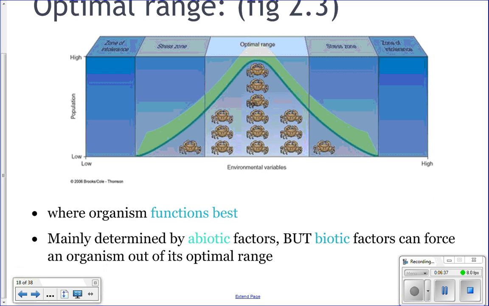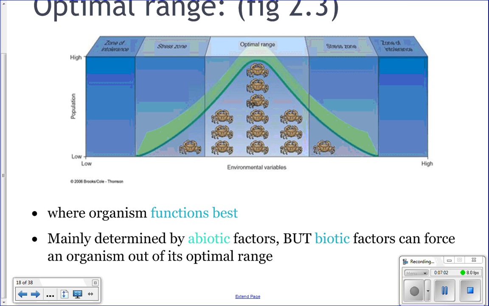However, animals and plants can be pushed out of that optimal range by other things, mostly other animals or plants. It's mostly biotic factors that will force an animal out of its optimal range. And if it does get forced out of its optimal range, an animal can be forced into these things that are called stress zones. So they're just outside of the optimal range.